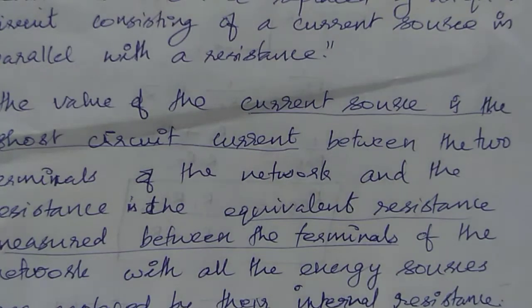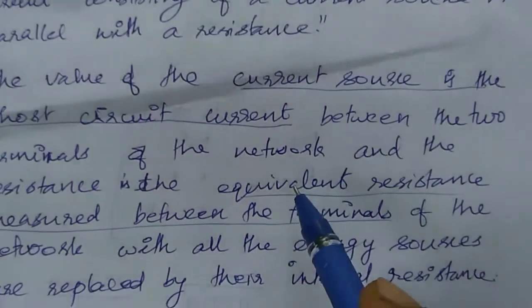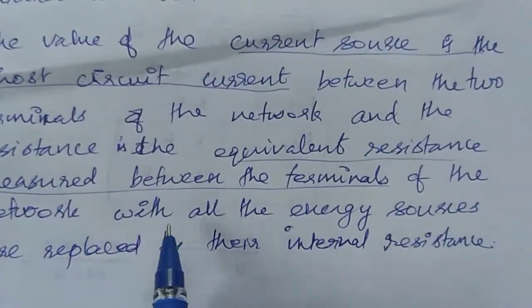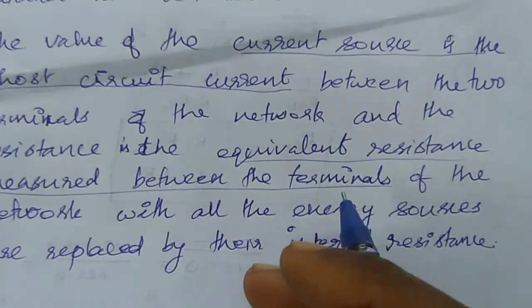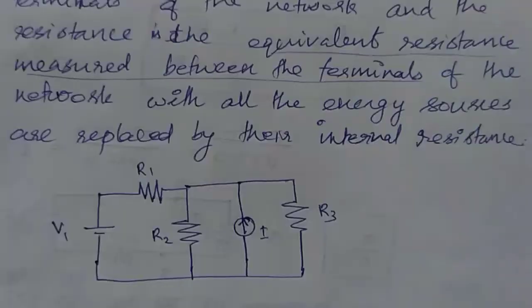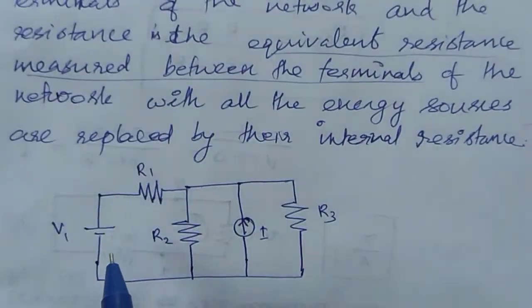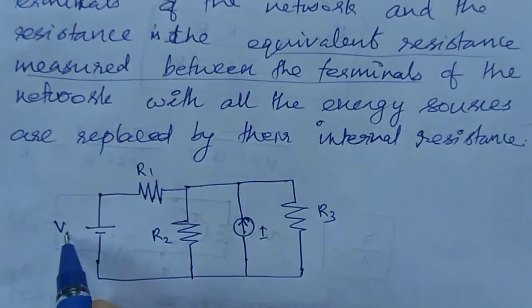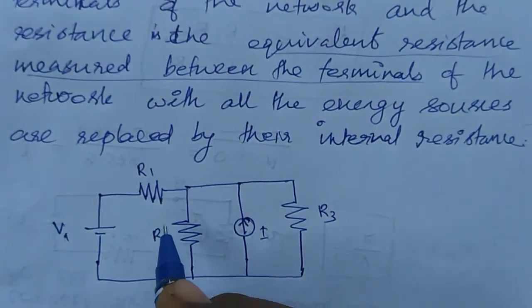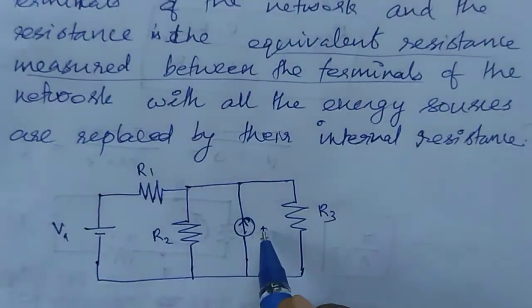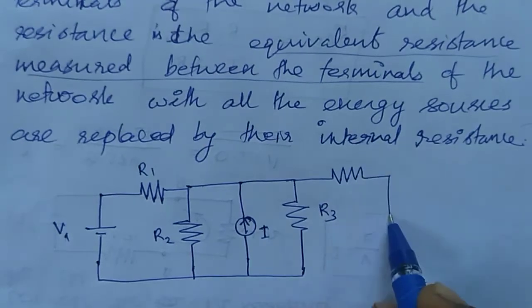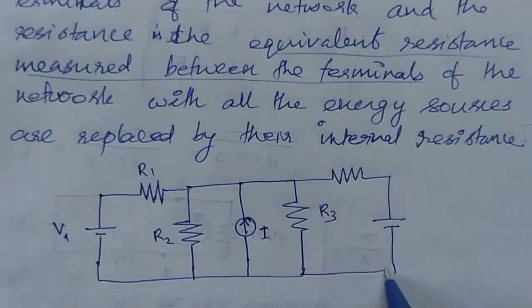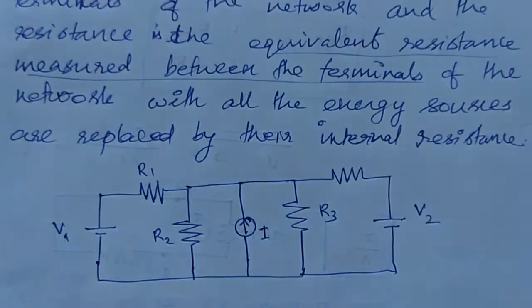Now I'm going to explain using a circuit. Care should be taken that we have to replace all other current sources and voltage sources by their internal resistances. Now consider the circuit. This circuit has a single voltage source V, resistances R1, R2 and R3, and a current source. Suppose that the network has one more source, say V2.